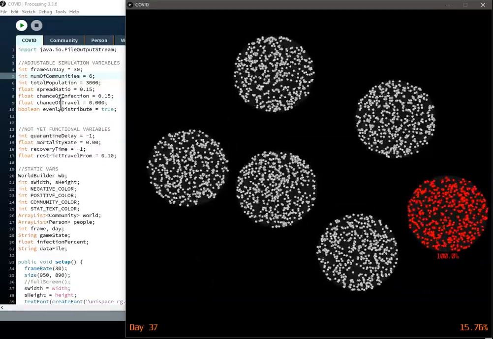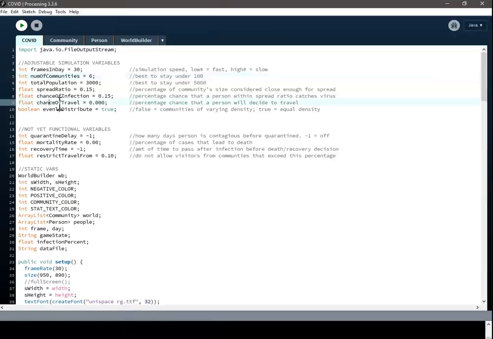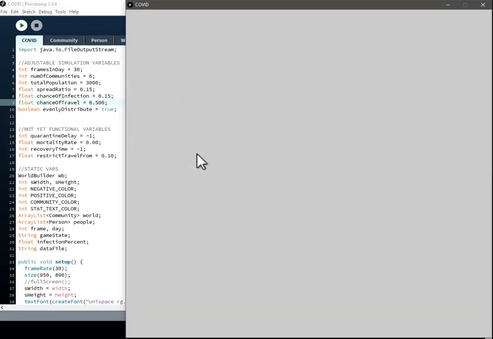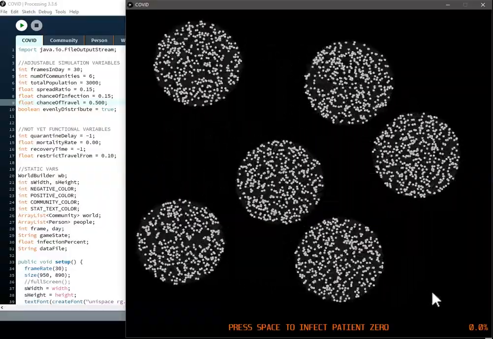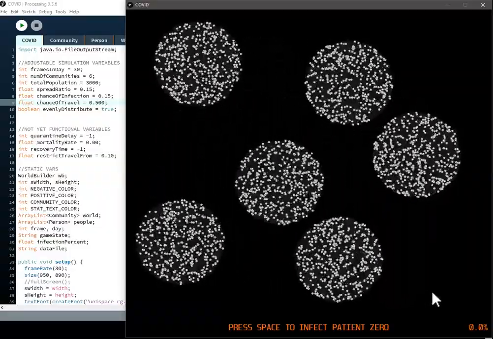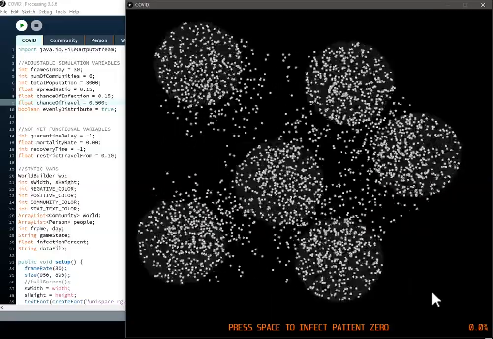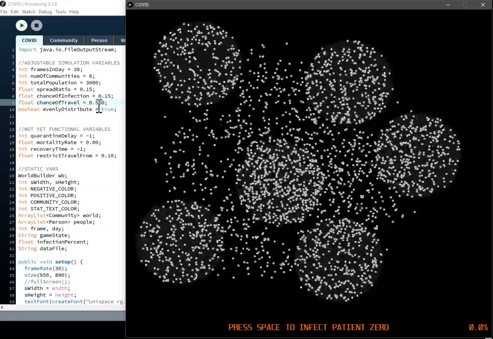People travel around. So we have this variable right here, chance of travel. If I set that to be a very high number, like 50%, then you see some true insanity. This is every day, 50% of the people decide to go to a different community. Pretty insane how much movement that is. That's not very realistic either.